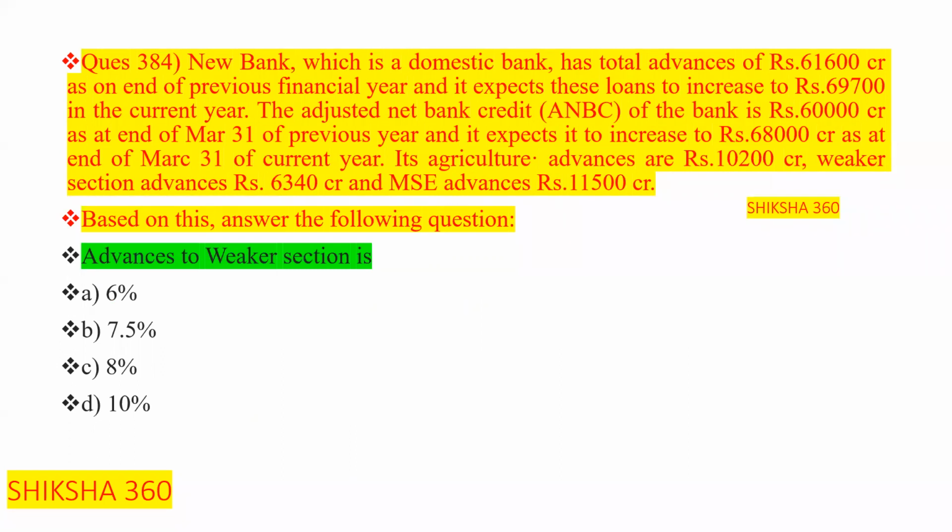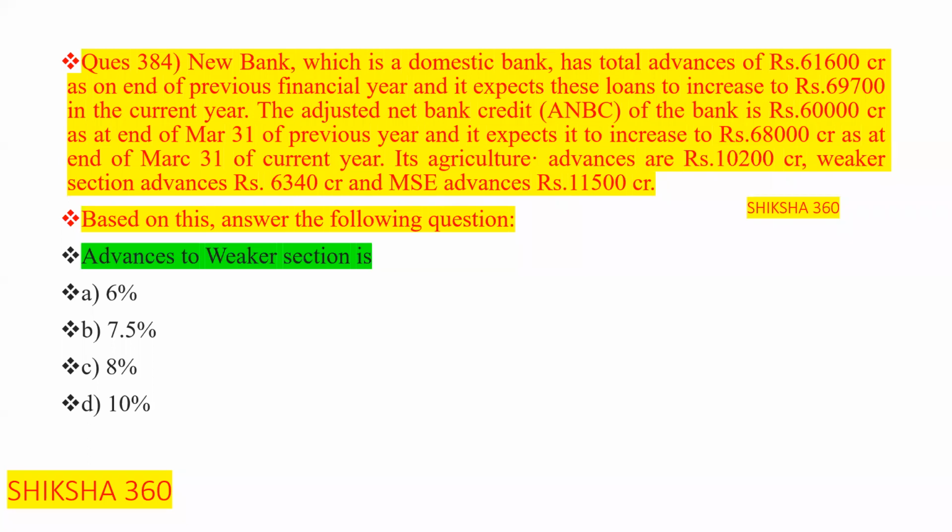Question number 384. Advances to the weaker section is how much percent? 6%, 7.5%, 8%, 10%. Very straightforward question. The same type of thing they will ask in the examination, which I have seen from students' reviews over the last few years. Out of 3 to 4 questions, 1 or 2 are formula based. The rest are straightforward, theory based questions in the form of a case study.